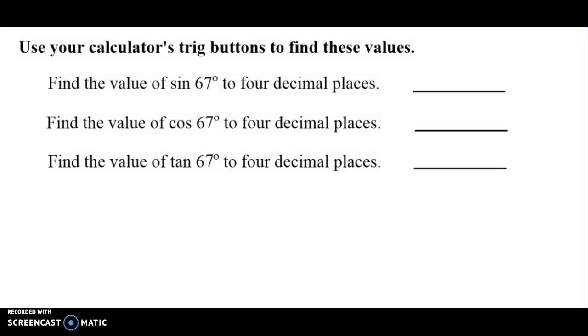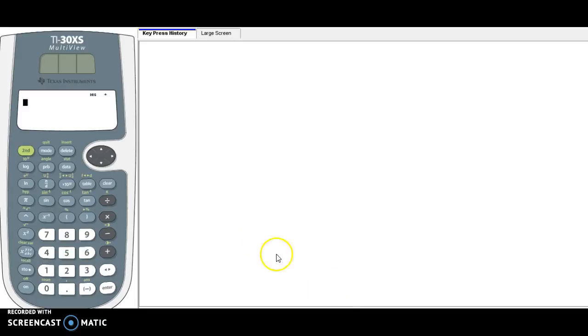Okay, so we're actually going to practice using our calculator now. So this asks us to use our calculator's trig buttons to find the value. So when it says find the value of sine 67 degrees to 4 decimal places, we're going to go ahead and pull out our calculators. And you'll notice on mine here, I have this little thing up in the top where it says DEG. That's degrees. If yours does not say degrees, you need to go into your mode and change it to degrees. So you'll notice I have the options for degrees, radians, or gradients. We're going to be working with degrees, so make sure it's selected on degrees and then press enter.